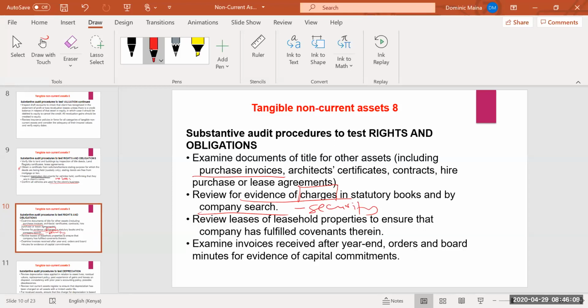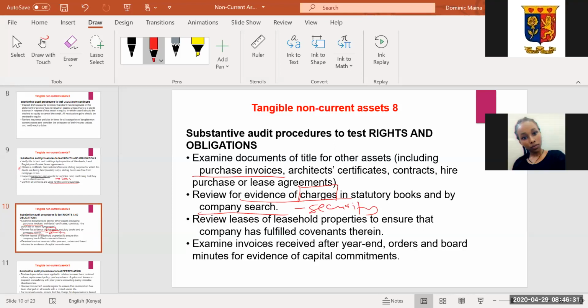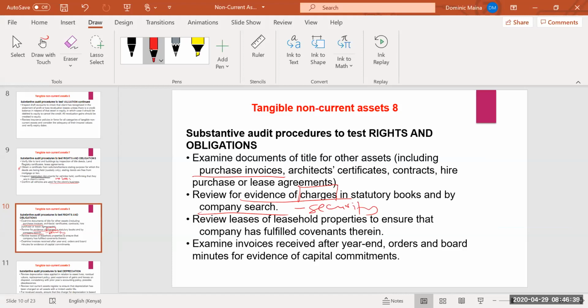The other thing, the last point here, is more towards what we call capital commitments. You may want to determine, as a company, have you been able to fulfill all the necessary capital commitments towards, for example, the purchased property?